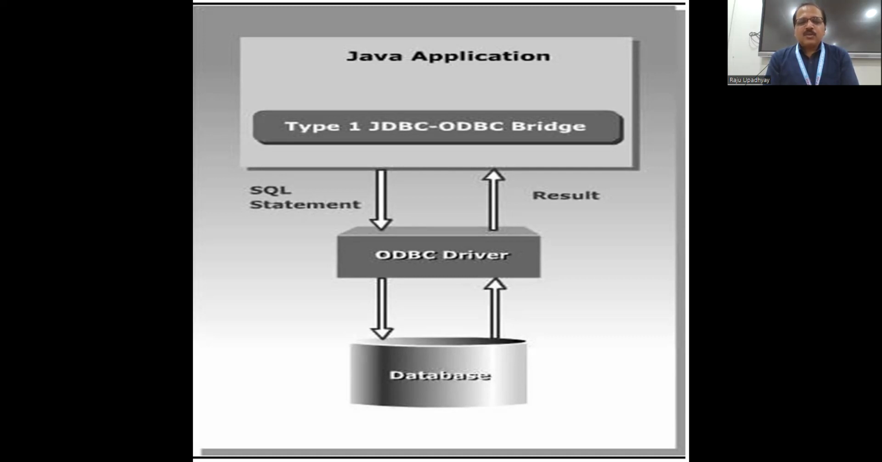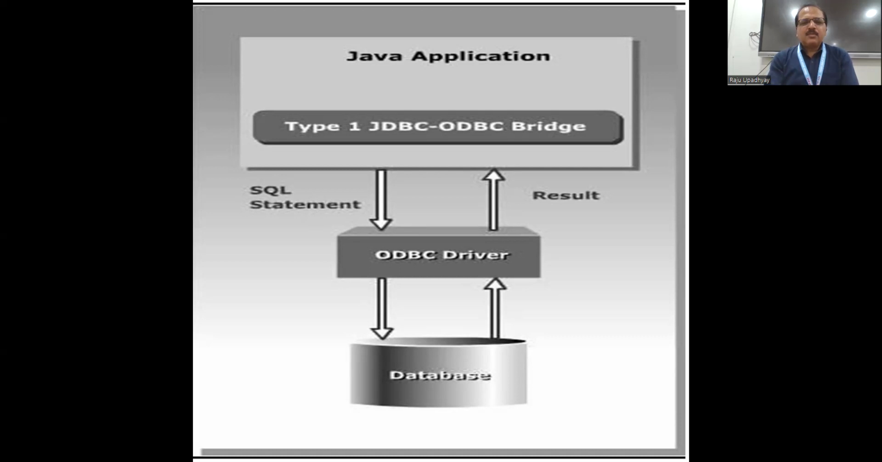So JDBC supports certain drivers. There are 4 different kinds of drivers supported by JDBC. The first one is the JDBC ODBC bridge driver. Second is the native API driver. Third one is the network protocol driver. And the fourth one is the native protocol driver.